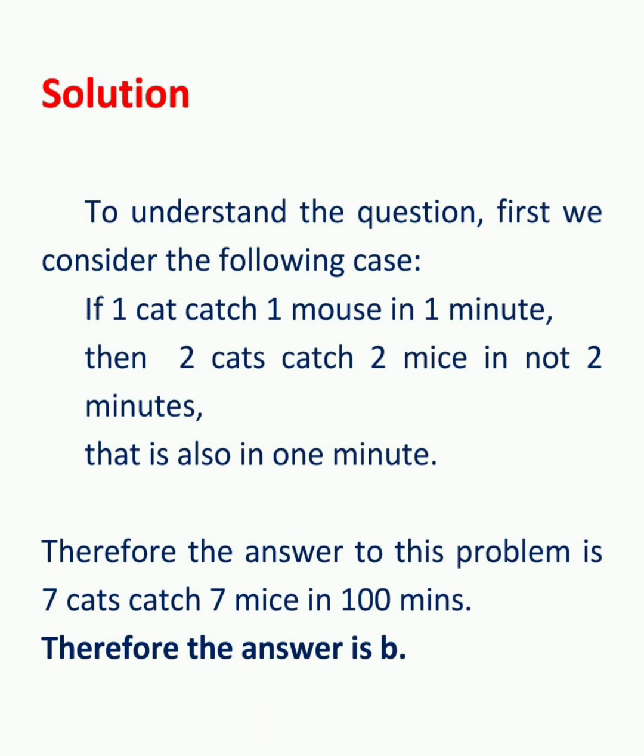Solution. To understand this question, first we consider the following case. Suppose one cat catches one mouse in 1 minute. Then what about 2 cats? 2 cats catch 2 mice in 1 minute, not 2 minutes. Which implies 3 cats catch 3 mice in 1 minute. Now come to this question. Therefore, 7 cats catch 7 mice in 100 minutes. Therefore, the answer is B.